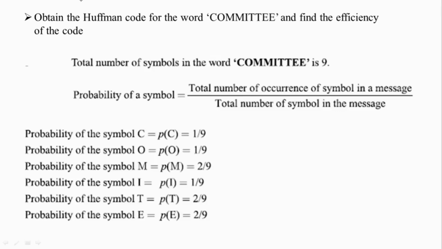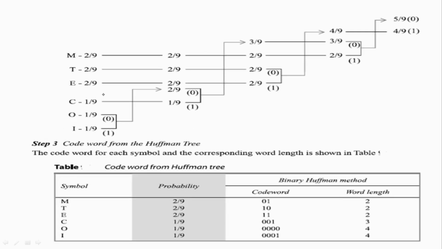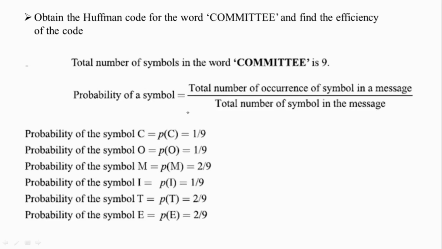Another example for this Huffman code is for the word committee. Here the number of symbols is 9. We have to find the probability for each symbol. This is the formula to find the probability: probability of a symbol equals the total number of occurrences of the symbol in a message divided by the total number of symbols in the message.